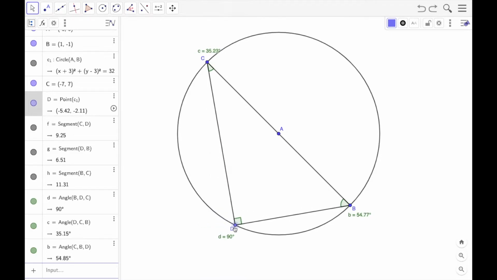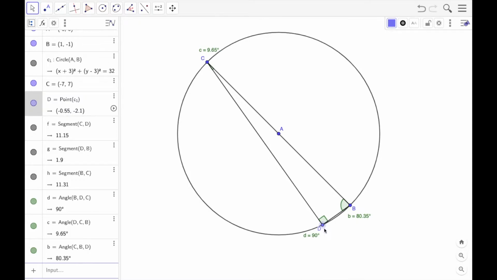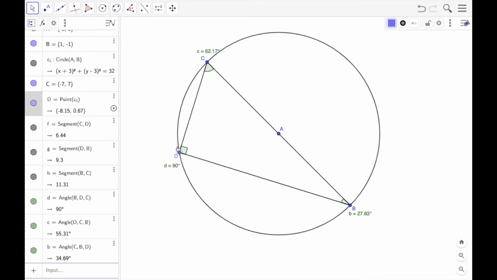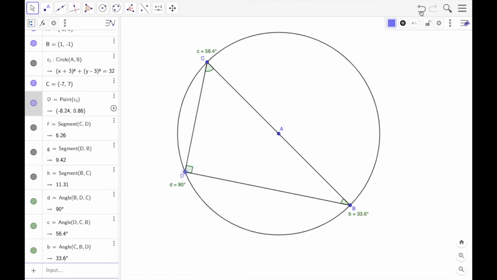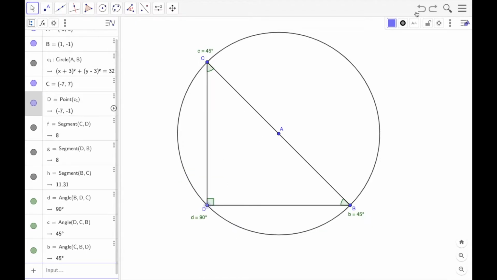Well, as you can see, definitely getting some changes for B and C here. We now have 34 degrees, 55 degrees, but angle D is still staying at 90. I can go all the way over here. Angle D is still going to stay at 90. I can go all the way up in this direction. Angle D is always going to be 90 degrees. So no matter where we put this thing, we're still going to have a 90-degree angle.